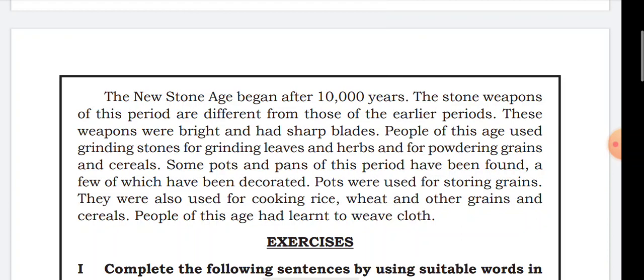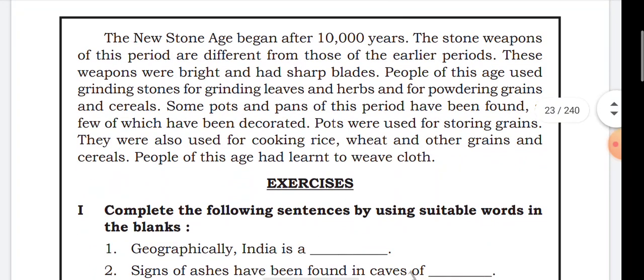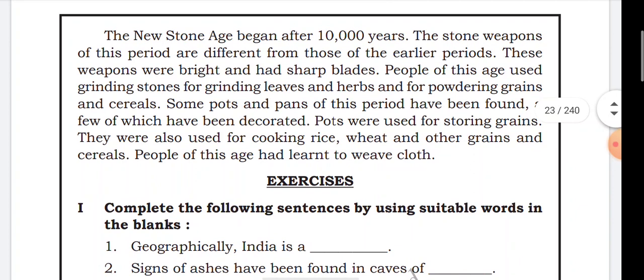And here in the New Stone Age, the implements used were completely different from the Old and the Middle Stone Age. These weapons used in the New Stone Age were bright and had sharp blades. People of this age used stones as grinding stones, and they used to grind leaves and herbs, and powder grains and cereals using these grinding stones.